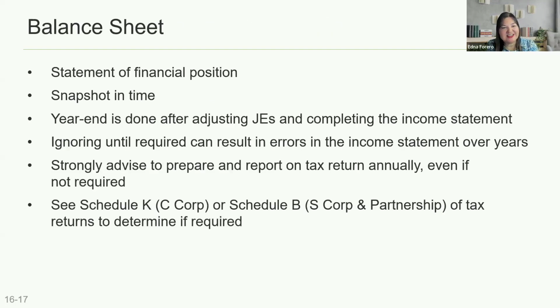Looking at the balance sheet next, we're going to talk a little bit about that balance sheet and how this is basically a statement of the financial position for that business. We want to see where they're at. It's a snapshot in time. It's done at the year end after adjusting all the journal entries to make sure that they balance, completing the income statement. We want to make sure that we prepare it and report it on the tax return annually, and that we're not ignoring it, right?